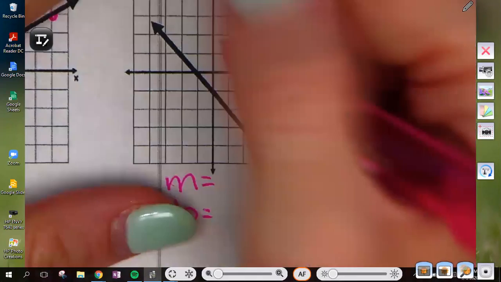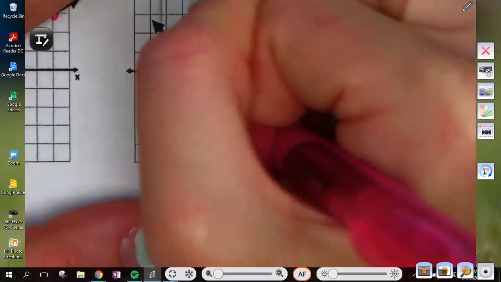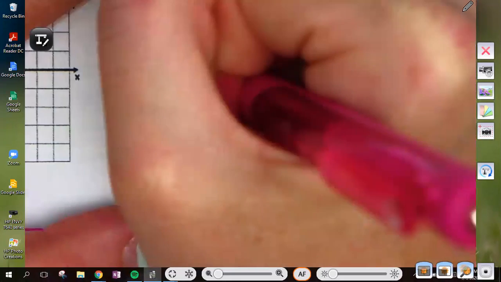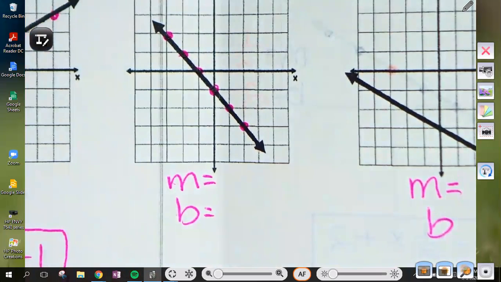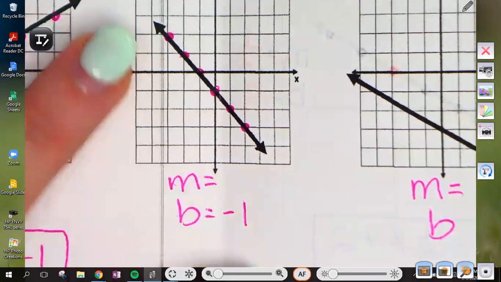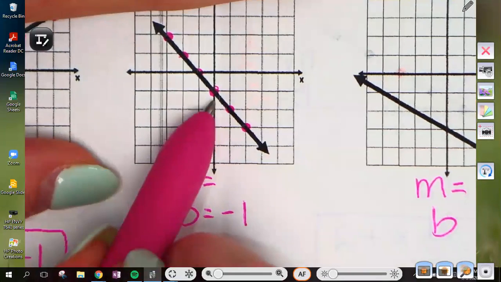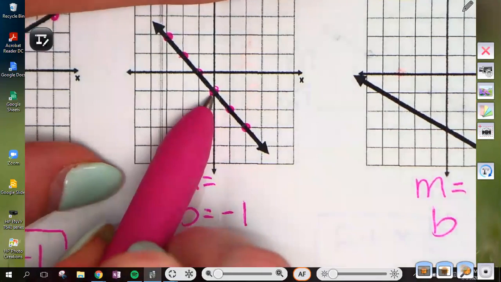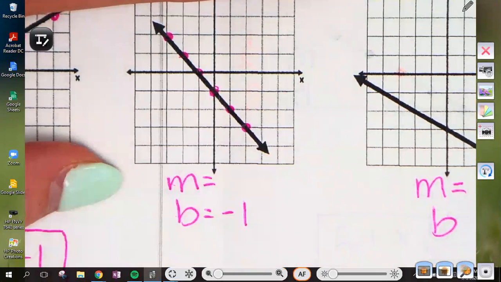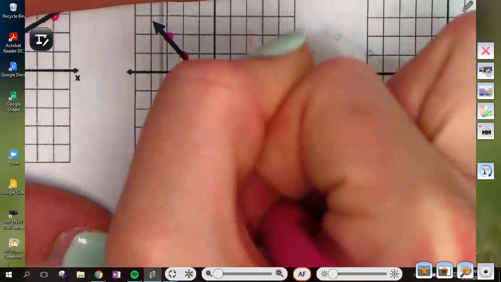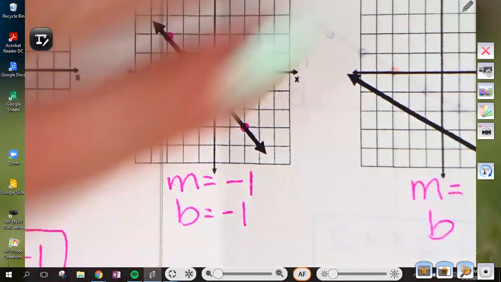I'm going to go through and I'm going to find all the points that it's crossing through. What's my y-intercept? -1. All right, and if I'm going from my starting point, I'm going down 1 to the right 1, down 1 to the right 1, the whole time. So what's my slope? -1, and you can just leave it like that.